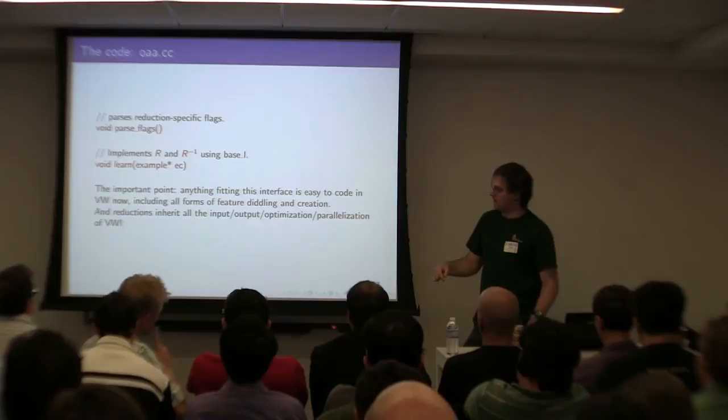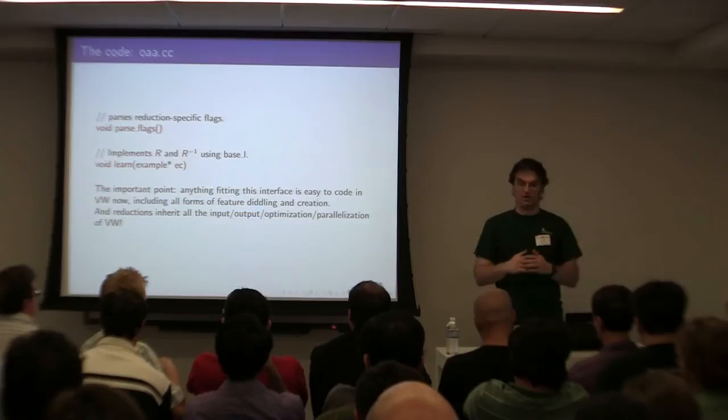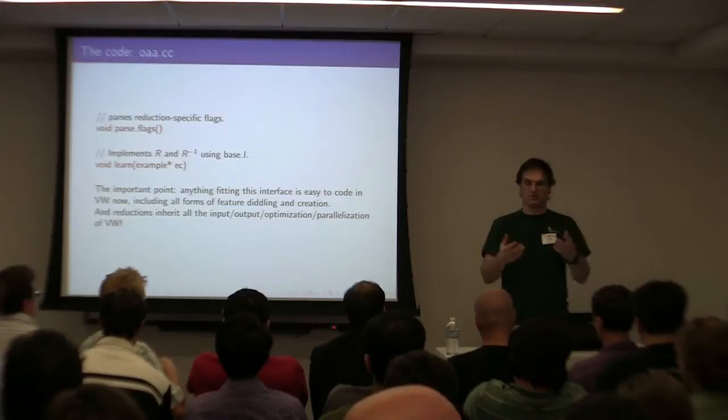And then you call the base learning algorithm on those simple examples. And then the process of parsing the arguments is essentially a process of compiling a stack of transformations, which gives you your overall learning algorithm.